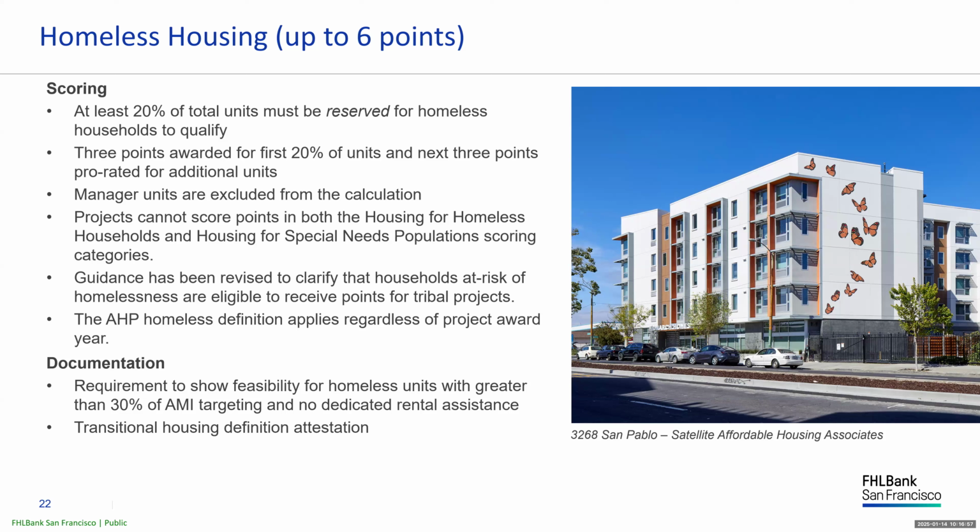If your project is reserving units for homeless households and those units are targeted at greater than 30% of the area median income and there's no dedicated rental assistance for these households, then you also must explain how the project will be feasible for the 15-year AHP compliance period and provide documentation from a homeless service provider that confirms that enough households exist in the target market area that can actually pay the scheduled rents listed for the units reserved for these homeless households. In the 2024 competition, 48% or 24 of 50 approved projects received some number of points here.